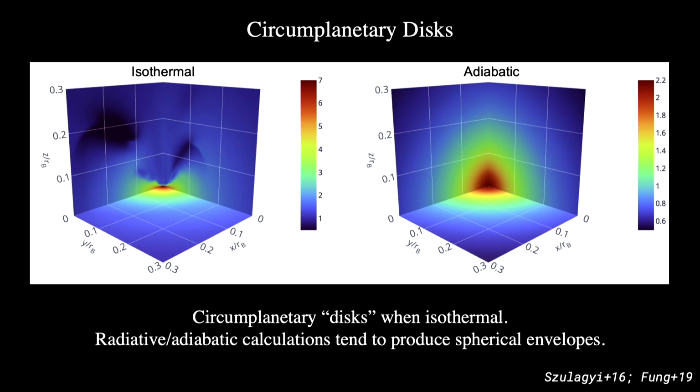So I have two things that I want to tell you about just in this talk. How large are circumplanetary disks and what shape are they in? So this is the quick answer to what shape they are in. Essentially, you get a disk if your gas is isothermal. If your gas is not isothermal, adiabatic gas is a ball. It's not really a disk, it's an envelope. And radiative calculations with reasonably realistic parameters also look like balls.